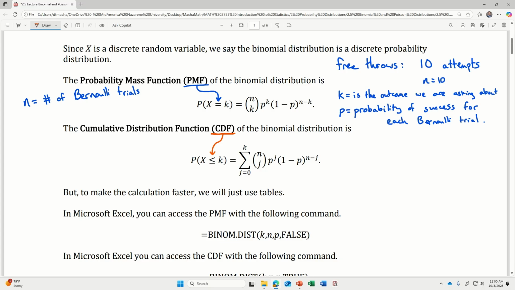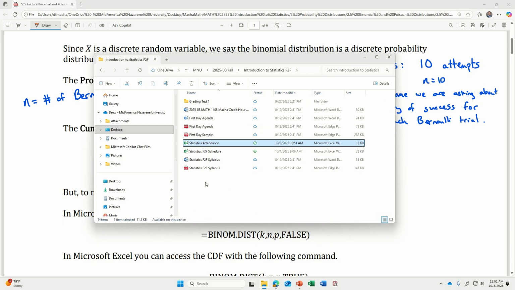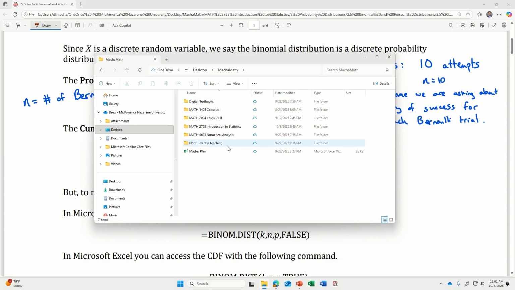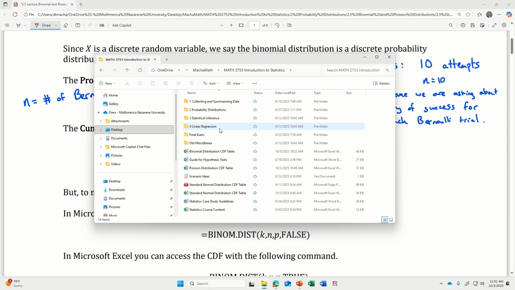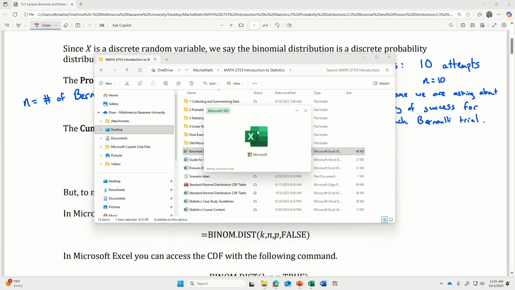Everybody has a table that says binomial distribution CDF on top. And you've got to sort of become familiar with this. I'll just open it up in Excel so we can all point at the TV and see it together. And find where I put that. Binomial distribution CDF table.